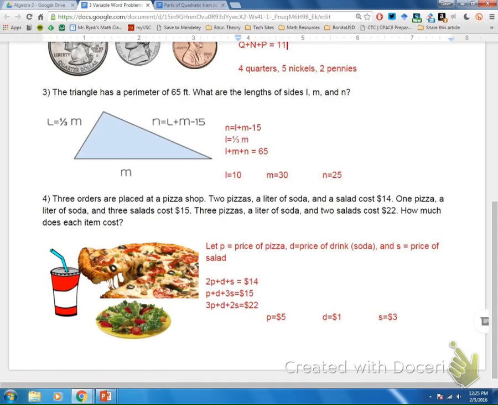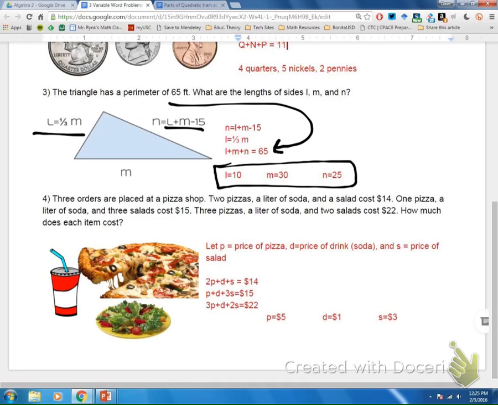Okay, and then here are the last two word problems. So for number 3, you were given information about the perimeter and 2 different side lengths. Okay, so the perimeter gives you this equation here. So adding the sides together, L plus M plus N would be 65. And then the other 2 equations come from the sides of the triangle. And you get L equals 10, M equals 30, and N equals 25 for your solutions.